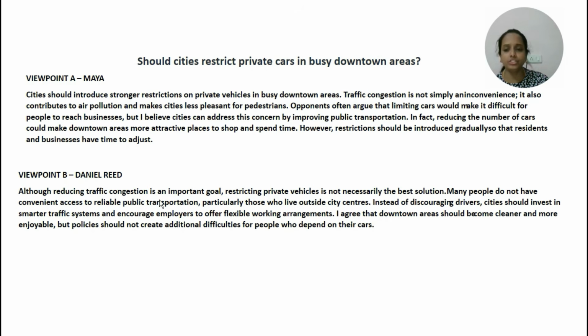Although reducing traffic congestion is an important goal, restricting private vehicles is not necessarily the best solution. Many people do not have convenient access to reliable public transportation, particularly those who live outside city centers. Instead of discouraging drivers, cities should invest in smarter traffic systems and encourage employers to offer flexible working arrangements. I agree that downtown areas should become cleaner and more enjoyable, but policy should not create additional difficulties for people who depend on their cars.